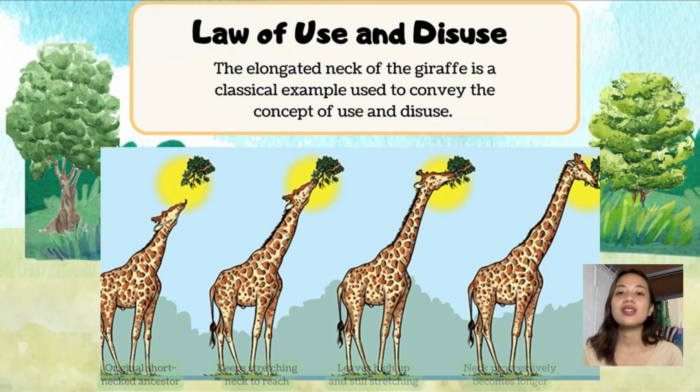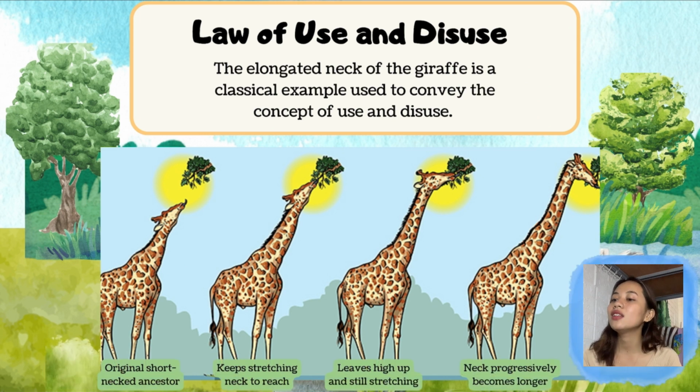One of the most famous examples of John Baptiste Lamarck is the elongated neck of the giraffe. It is an example used to convey the concept of use and disuse. Lamarck claimed that the giraffe had a short-necked ancestor. It is believed that the giraffe had a short neck because the resources and food available during that time could be found on the ground. However, over time, since the resources on the ground depleted, the giraffe stretched its neck to reach above.